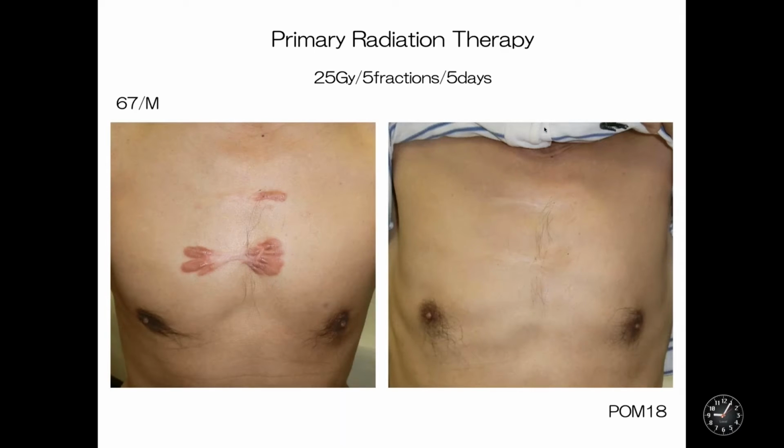This is also a case where inflammation completely decreased and changed to mature scars.